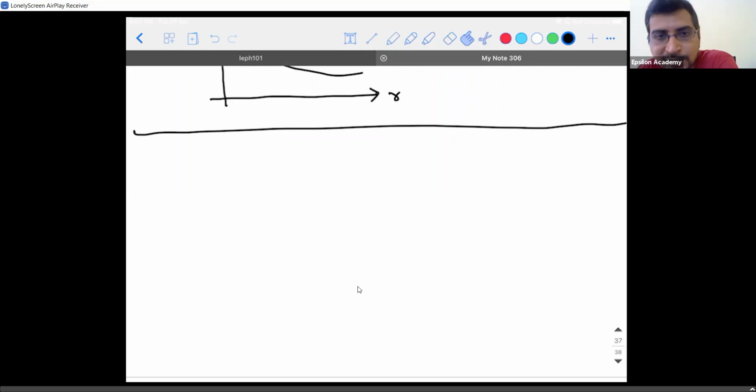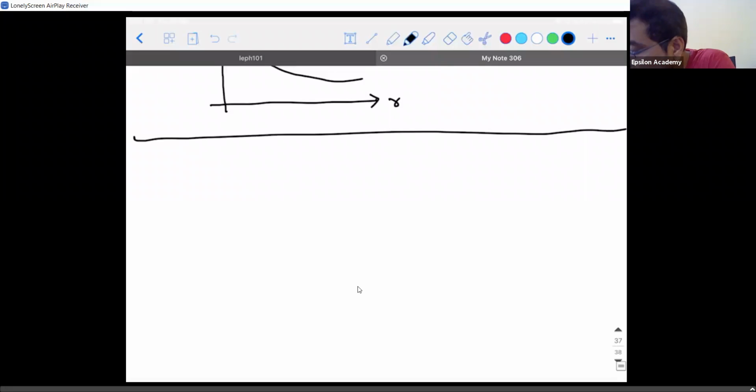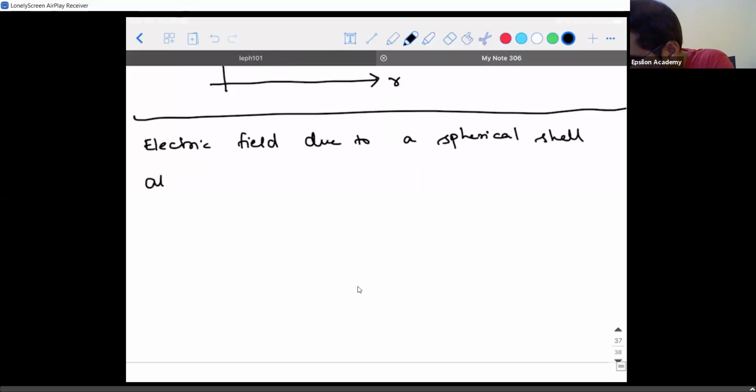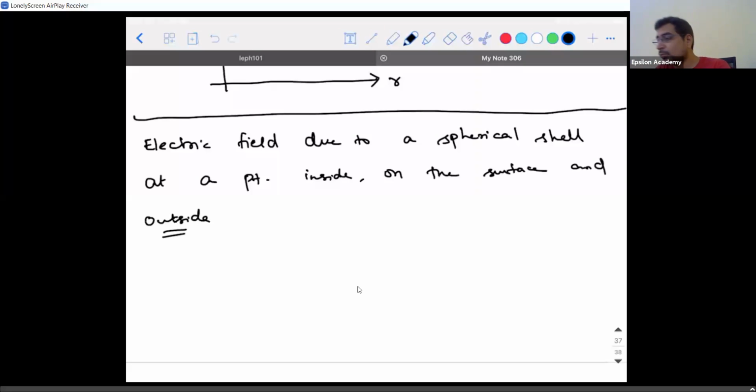So I will start with the last concept, that is, we will calculate the electric field due to a spherical shell at a point inside, on the surface, and outside. So this is the heading. So our work is to calculate the electric field due to a spherical shell at a point inside, on the surface, and outside it. Okay. So that's our next job.